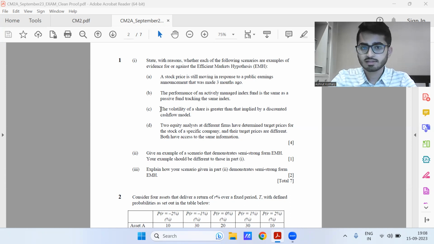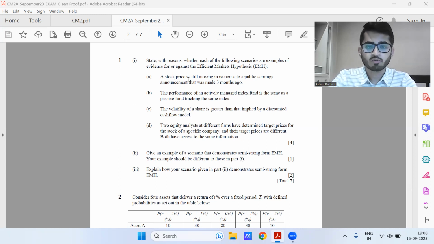So now let's get started. First question, this is from EMH. State with reasons whether each of the following scenarios are examples of evidence for or against the EMH. Now, one thing which they have not mentioned is whether we need to test for weak form, strong form, or semi-strong form. But most of the examples which they have given will either be for or against for all the forms itself.